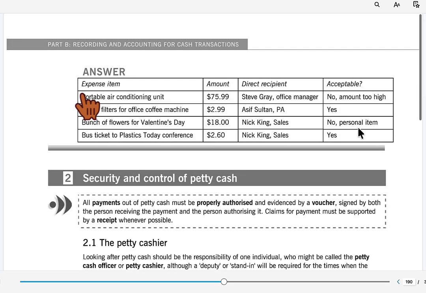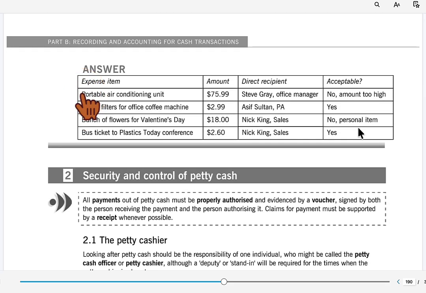Item 1. Portable air conditioning unit. Amount is $75.99. Paid to Steve Gray, office manager. Answer is not acceptable. Why is it not acceptable? First reason, the amount is too high for petty cash. Petty cash is for small payments. This is a large amount. Second reason, a portable air conditioning unit is not a small daily expense. It is more like equipment for the office. Equipment should usually be paid through the normal bank payment system, not petty cash. For example, by check, bank transfer, or company card. So the answer says no because the amount is too high.